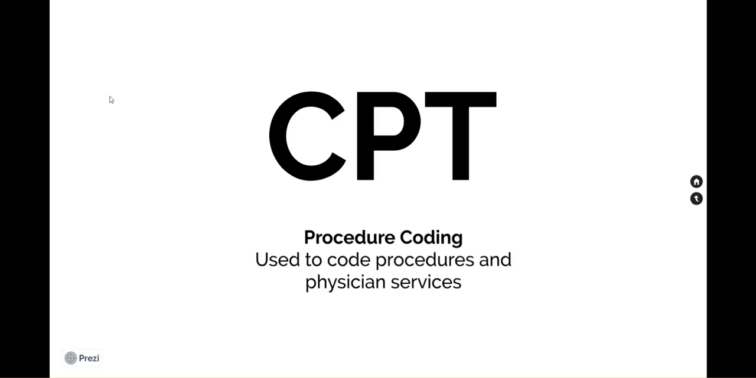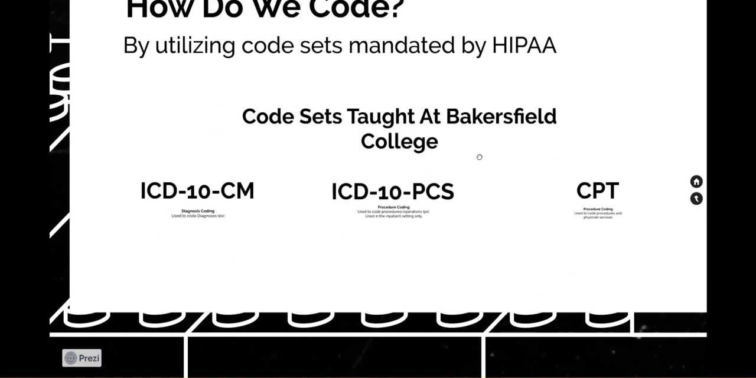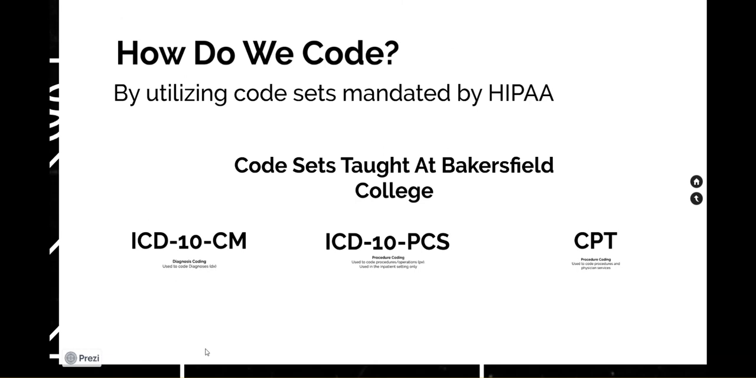So to reiterate, CPT is used in all outpatient settings. So if you're having a little procedure in the emergency room, it's going to be CPT. If you're having an outpatient surgery, CPT, okay? But CPT is used in all settings, inpatient and outpatient, to identify and bill physician services. So those are our three code sets that are going to be taught at Bakersfield College: ICD-10-CM, ICD-10-PCS, and CPT.